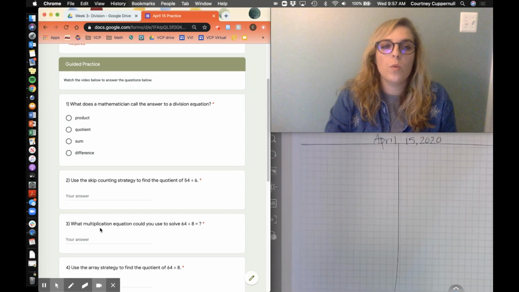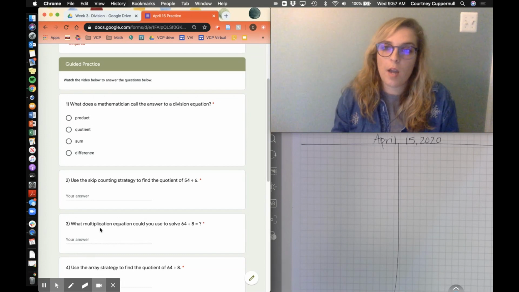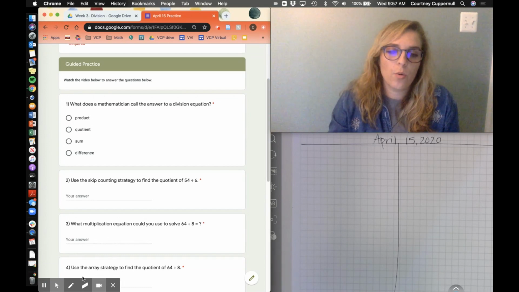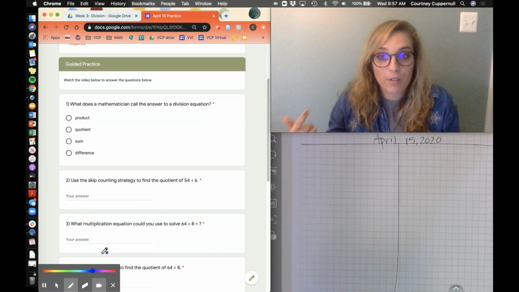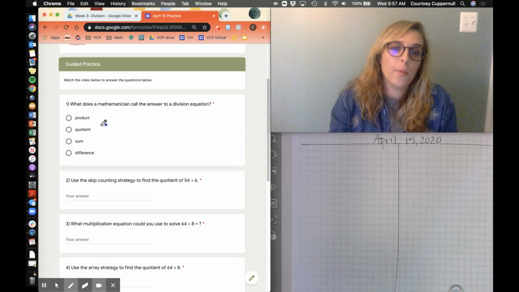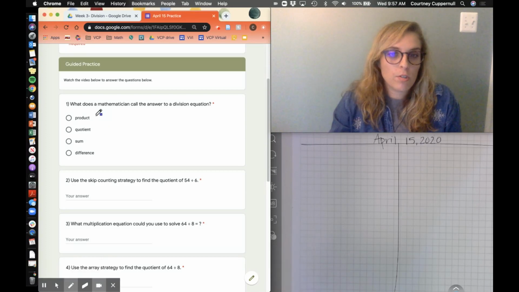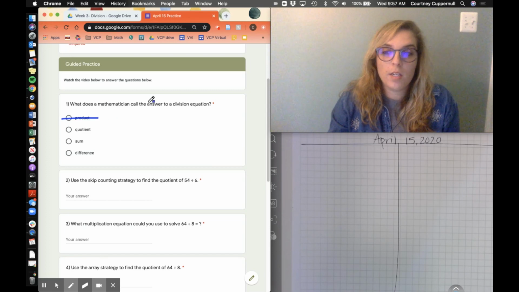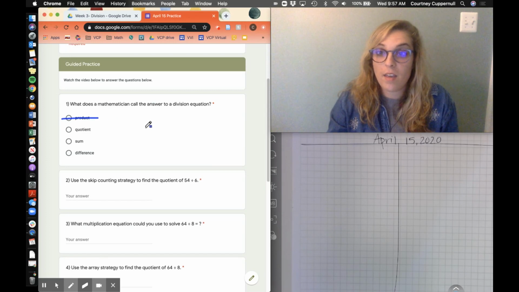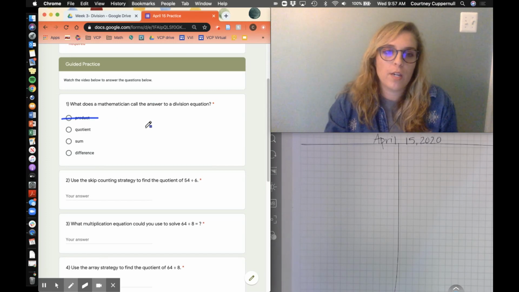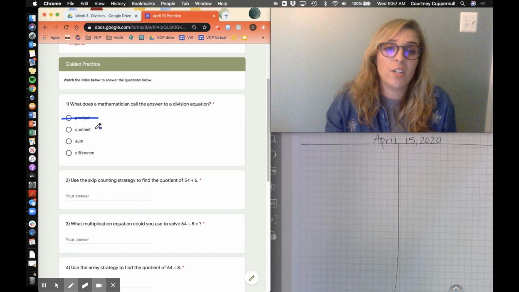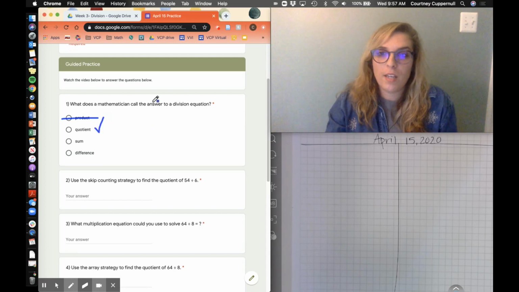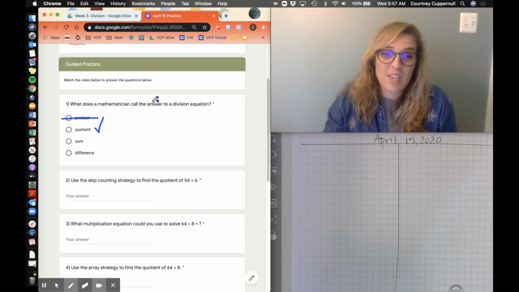All right, so which one of these is a correct answer? This is what I'm going to say out loud is what happens in your brain. What does a mathematician call the answer to a division equation? I know it's not product, because product is the answer to a multiplication equation. Absolutely. Quotient, I know that this is related to division, so I'm going to go ahead and give it a check mark, because I'm thinking, yeah, that is what I call the answer to a division equation.